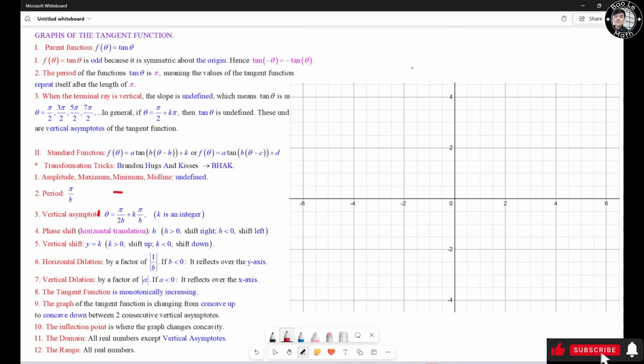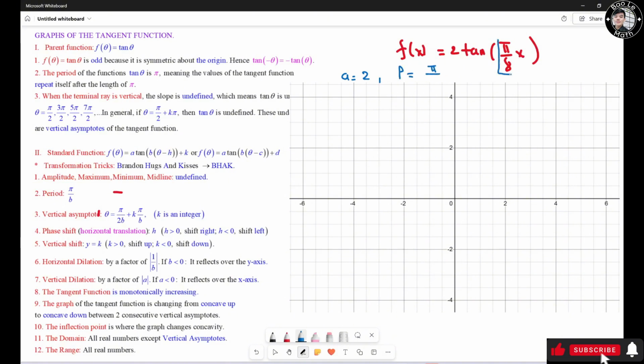Now let's take a look at the first example. For example, we need to graph f of s equals 2 tangent of pi over 8s. In this situation, we have no horizontal shift or vertical shift, so we need to identify the vertical dilation. So a equals 2.